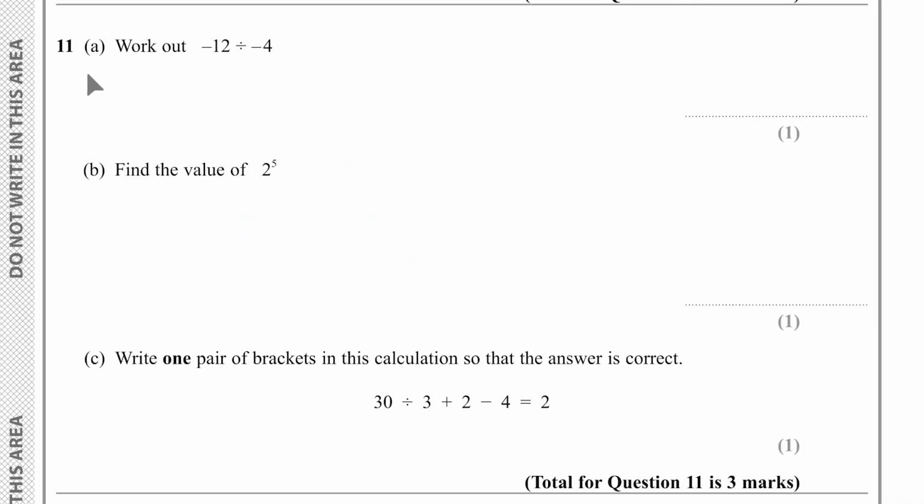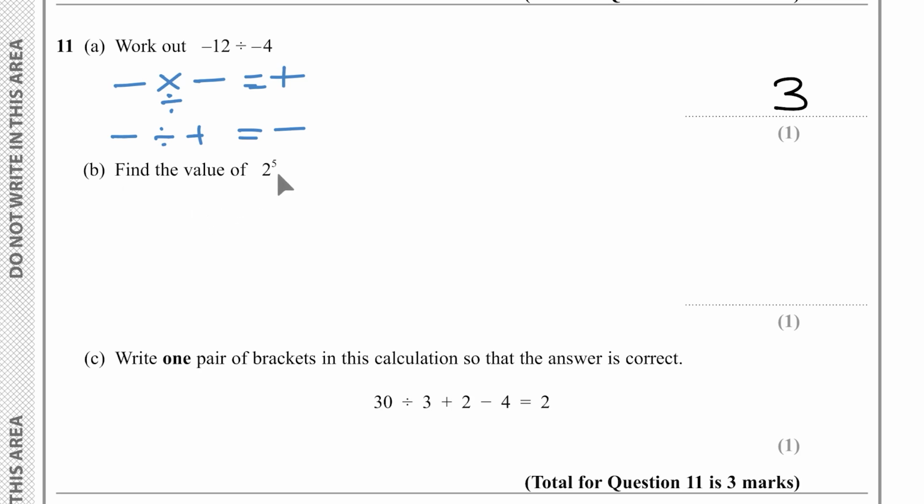Question 11a, work out -12 divided by -4. So we have two negatives, a negative multiplied or divided, because remember, dividing is just the opposite of multiplication. So a negative multiplied or divided by a negative, that equals a positive. The key to remember here is if the signs are the same, it's always a positive. If the signs are different, so if you had a negative divided by a positive, that would be a negative. And so our answer is 12 divided by 4. It's only 1 mark. That's 3.